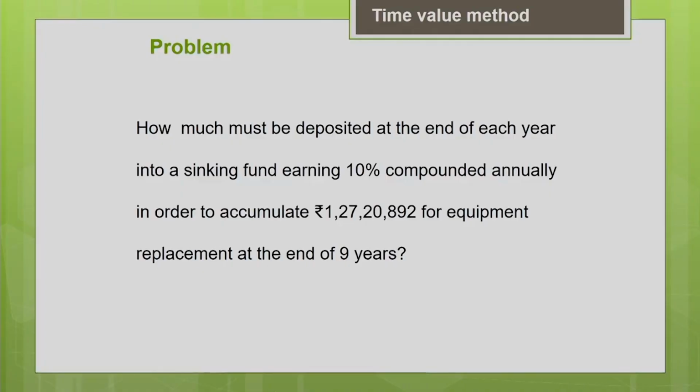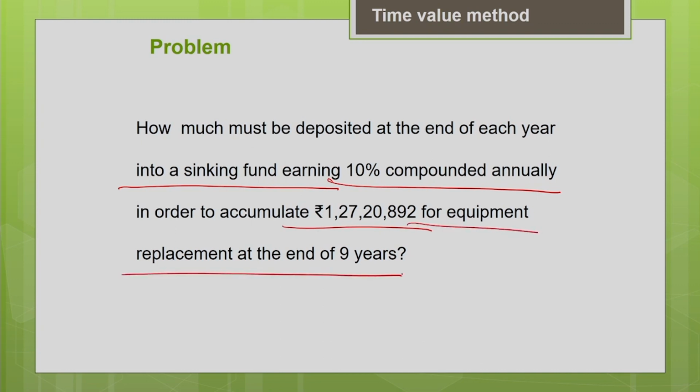How much must be deposited at the end of each year into a sinking fund earning 10% compounded annually in order to accumulate 1 crore 27 lakh 20,892 rupees for equipment replacement at the end of 9 years? So basically, when we plan for the purchase of equipment or replacement of an old machine with a new machine, generally we don't prefer to use the entire revenue of one complete year for the equipment purchase.